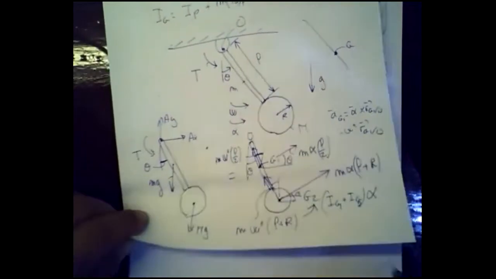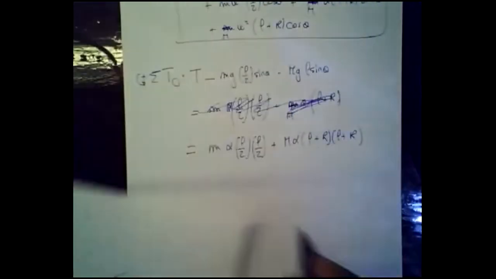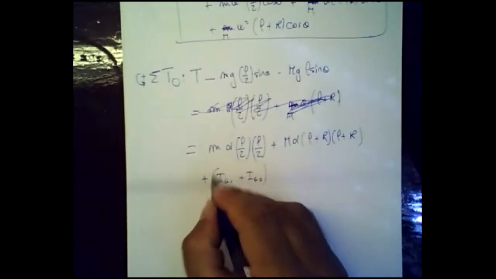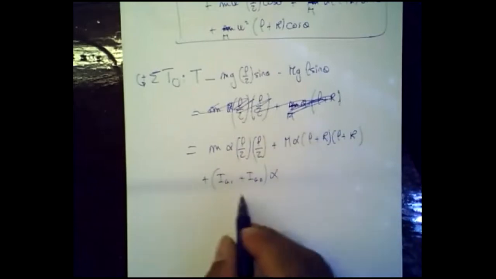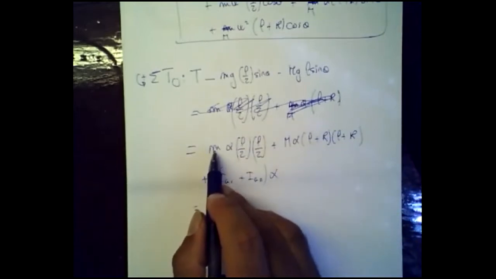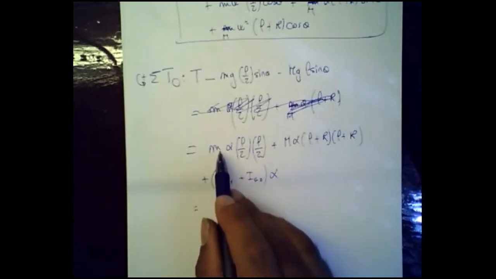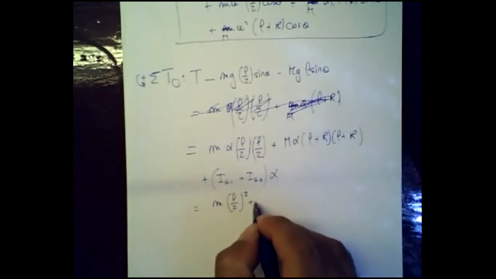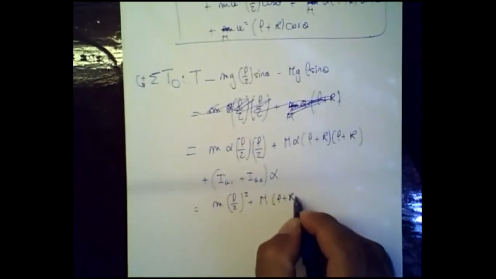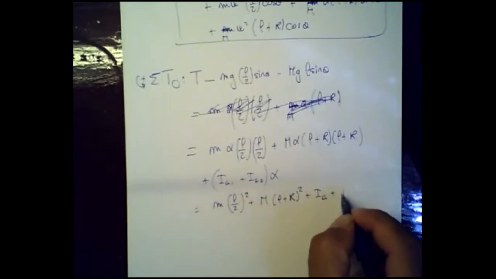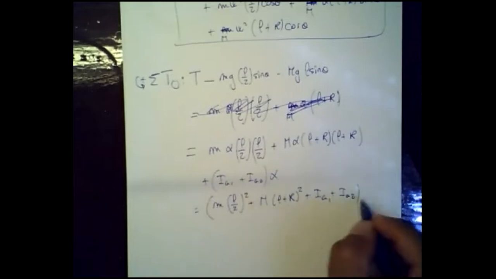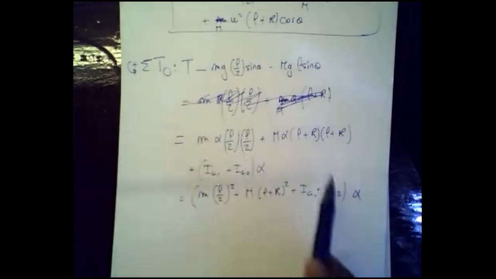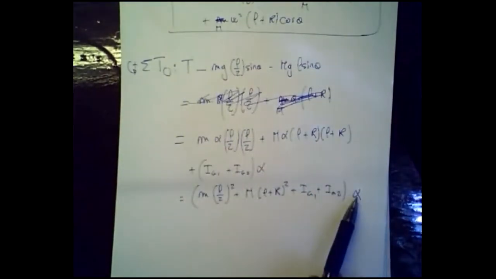No, plus. Positive. So plus IG1 plus IG2 alpha. And then you notice that all these are actually multiplying alpha. And you also notice that the units for these are actually also as IG. So this will end up being m (L over 2) squared plus large M (L plus R) squared plus IG1 plus IG2, multiplying alpha. So here, the torque equation, if you know the torque, you can get alpha, and if you know alpha, you can get the torque.